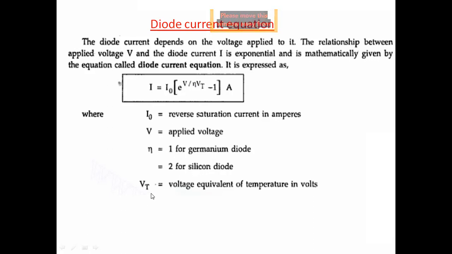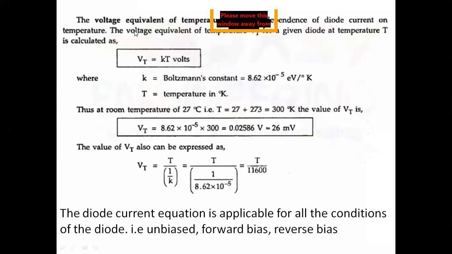And Vt is the voltage equivalent of temperature, in volts. For different temperatures, we have different values of the voltage corresponding to temperature. So that we'll see. The diode current depends on temperature through this voltage equivalent of temperature. For a given diode temperature T, it is calculated as Vt equals K into T, where K is the Boltzmann's constant and T is the temperature in degrees Kelvin.